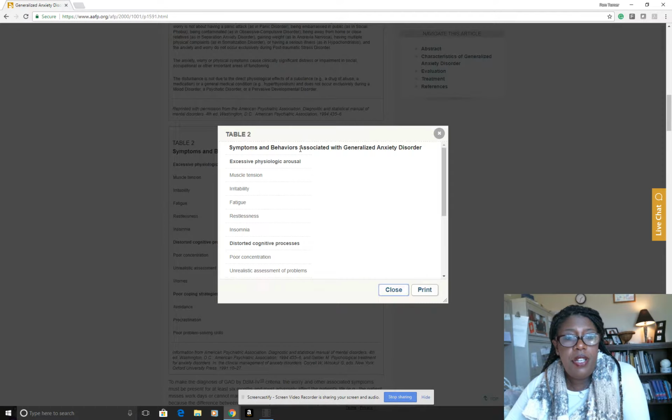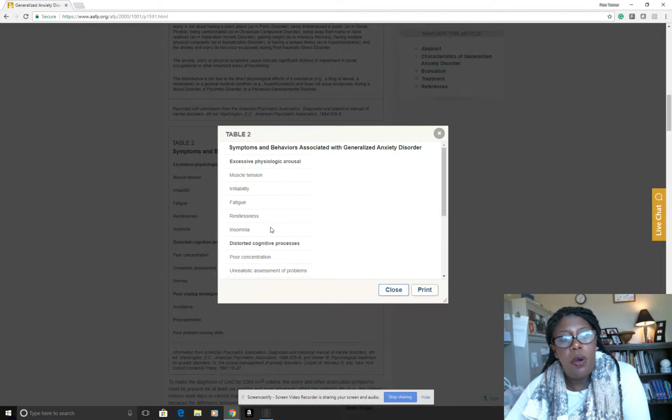Also, then we have some symptoms and behavior that are associated with generalized anxiety disorder. So you have excessive psychosocial arousal, muscle tension, fatigue, restlessness, insomnia. Those are body parts that are related to anxiety. So certainly it's that mind, body, soul connection.